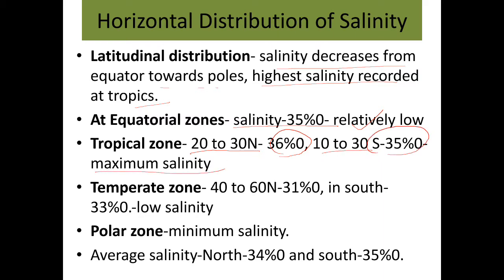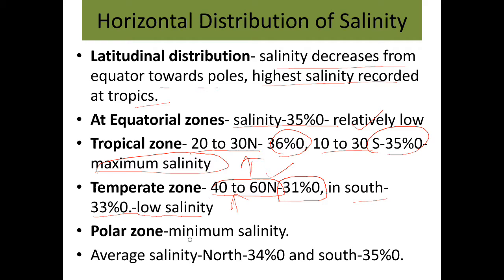In this region, maximum salinity is recorded, whereas in the temperate region, precipitation is poor, but at the same time it receives more meltwater. So in the 40 to 60 degree north region, the salinity is 31 per thousand. In the northern hemisphere it is 31 per thousand, whereas in the southern hemisphere it is 33 per thousand.